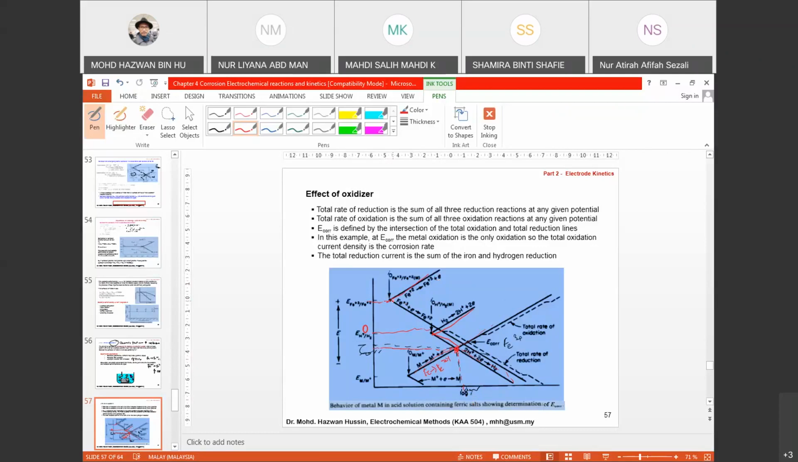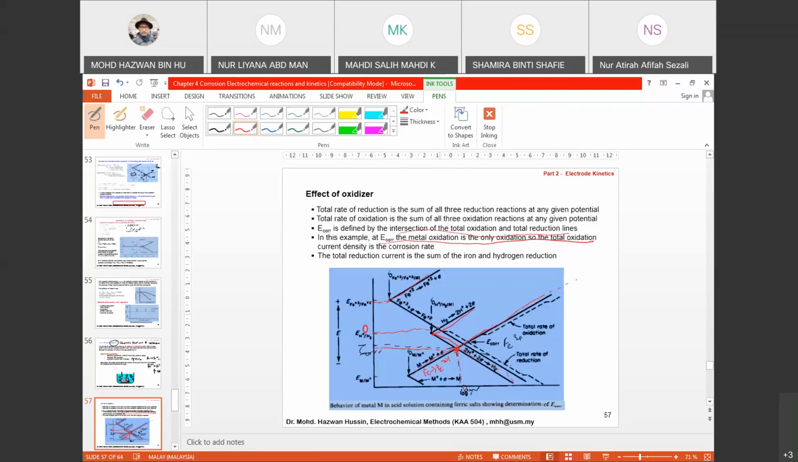which is addressing the Fe2+ to Fe3+, another one is Fe to Fe2+. So as mentioned earlier, where will be the E-corr value of this mixed potential? You just extend the line even further, and as mentioned over here, the E-corr is defined as the intersection of the total oxidation and reduction lines. You will also notice that in this example, metal oxidation is the only oxidation, so the total oxidation current density is the corrosion rate.